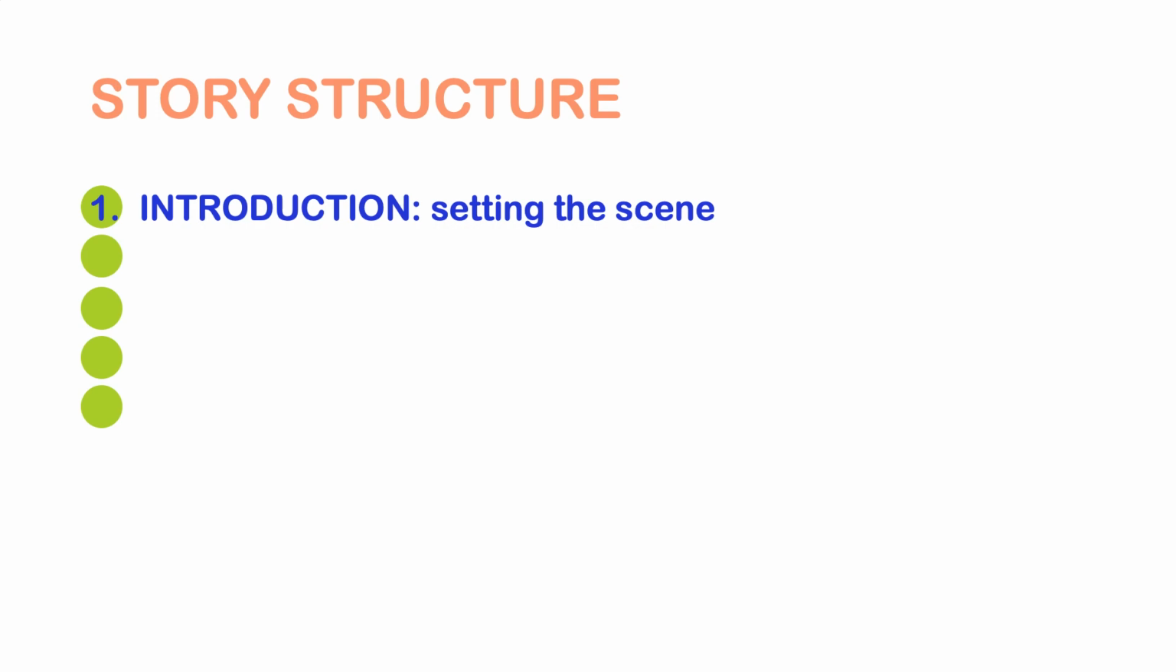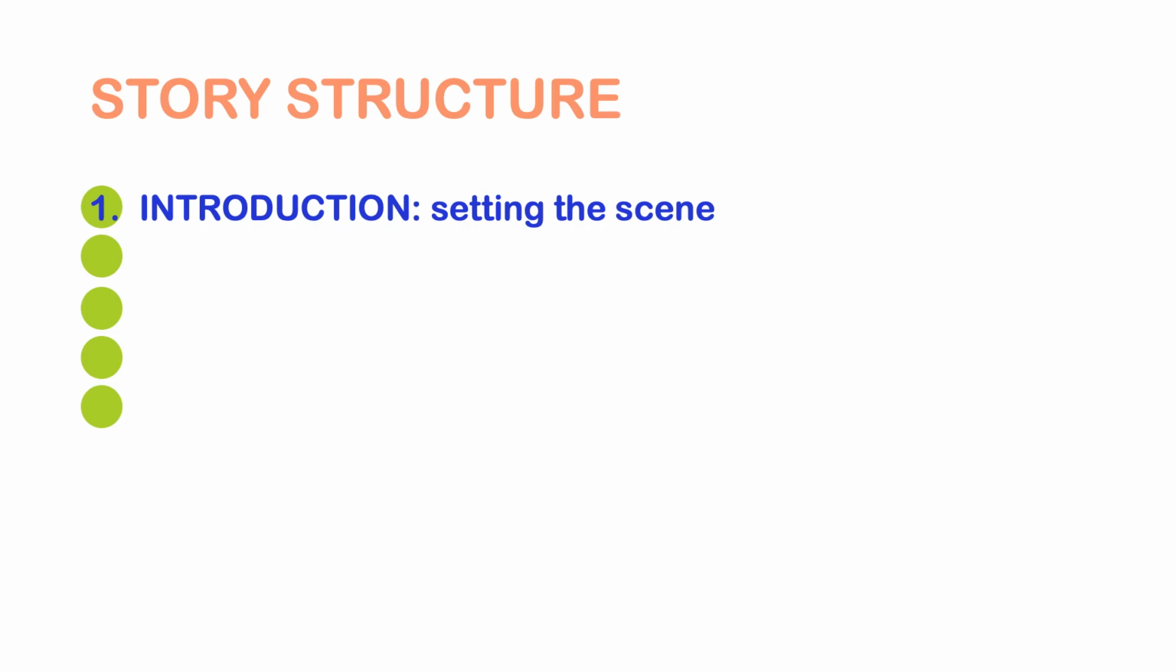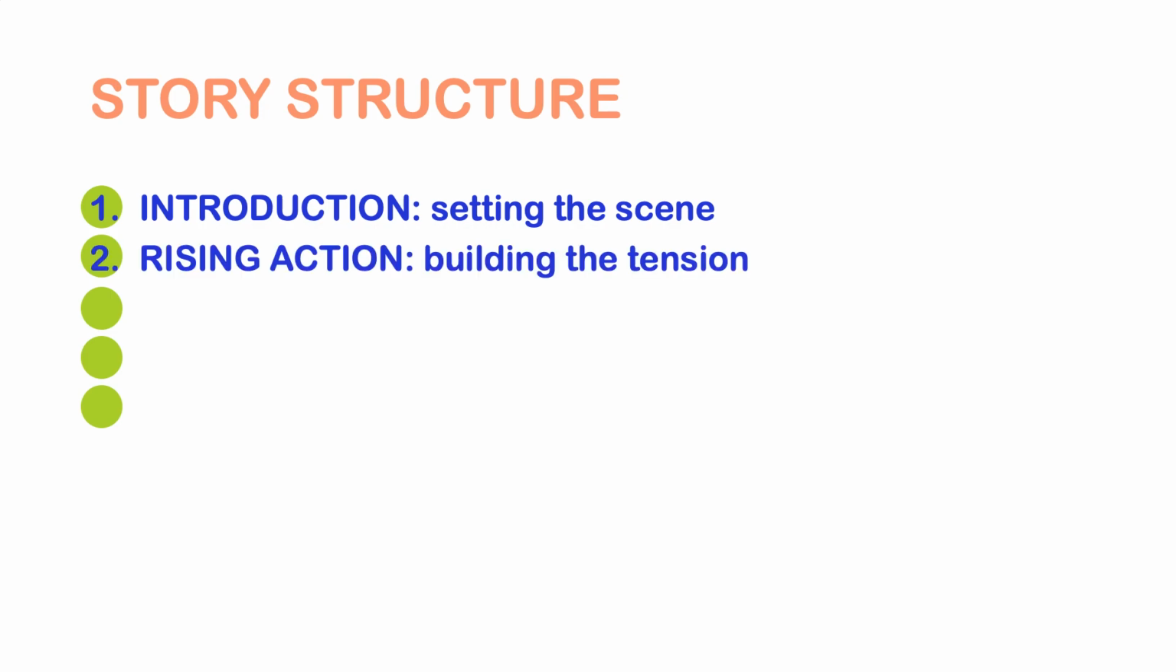Then something happens which triggers the story. For example, Romeo decides to attend the Capulets' ball. The action starts. We call this rising action. Rising action is a series of events that lead toward the climax. The protagonist wants something and searches for it. It might be money, love, survival, etc.